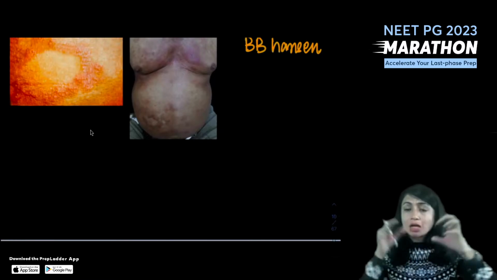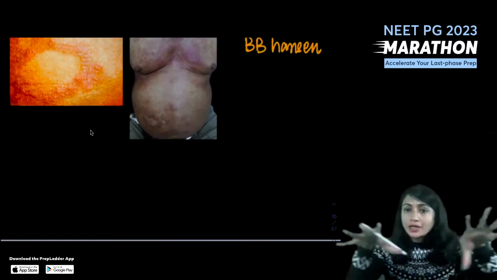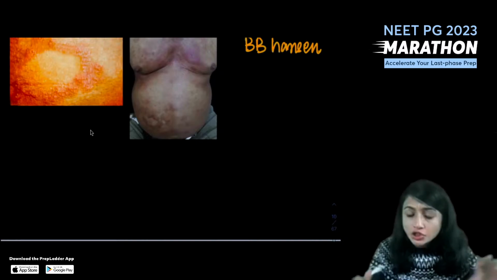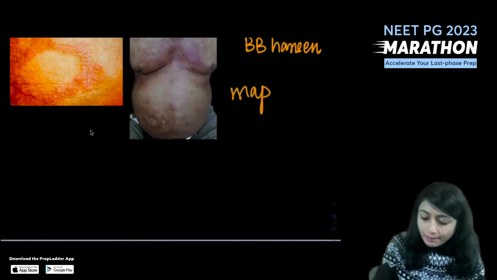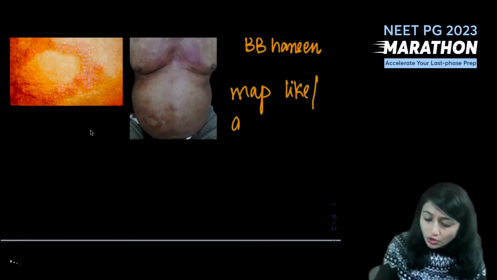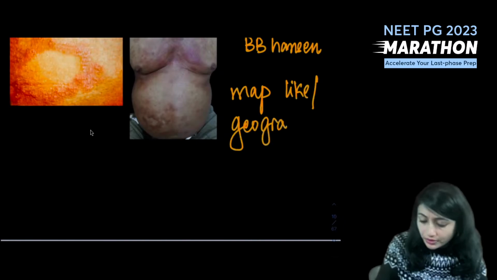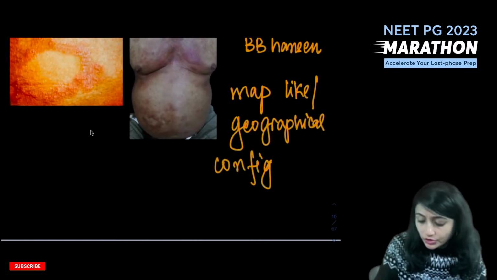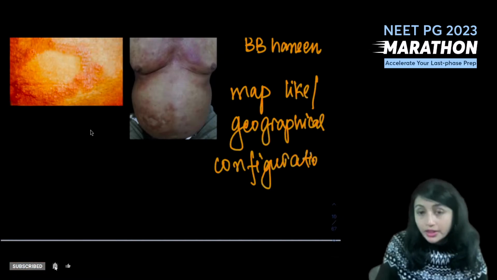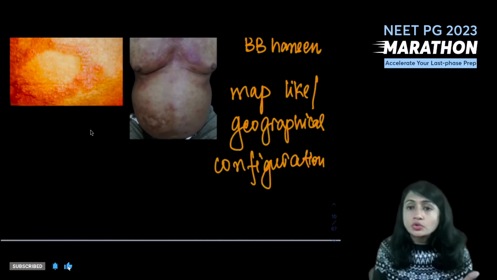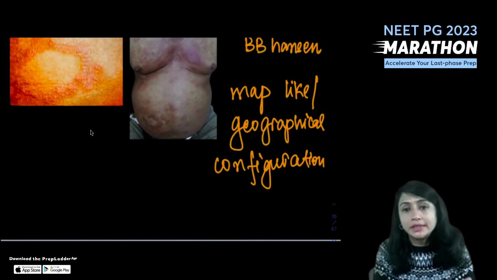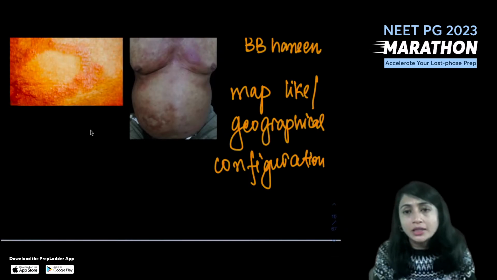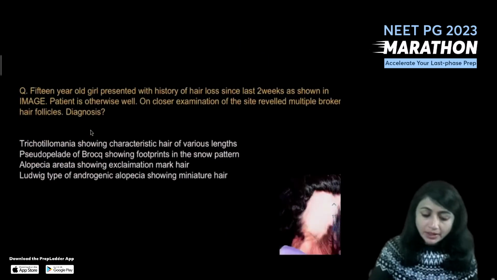It is the most unstable form. So here what is happening? My infection is trying to spread like this, giving rise to bizarre shapes or map-like or geographical configurations. So you see any of these terms, you know what answer you have to mark. Inverted saucer, BL. Pseudopodia or satellite lesion, BT. Geographic lesion, bizarre lesion, map-like lesion, BB Hansen.